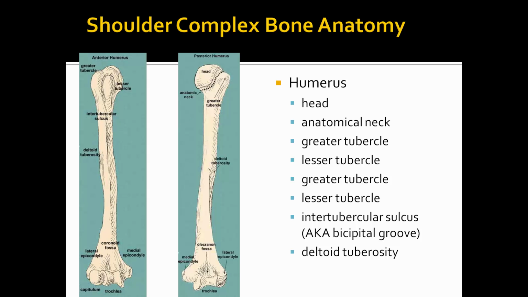You have your intertubercular sulcus, or your bicipital groove, which is right up in here. It's right in the front of your arm, where your bicep tendon runs down. It's like a little groove right in there. So that's just where the tendon runs down. That'll be important when we talk about bicep injuries and all that other good stuff.